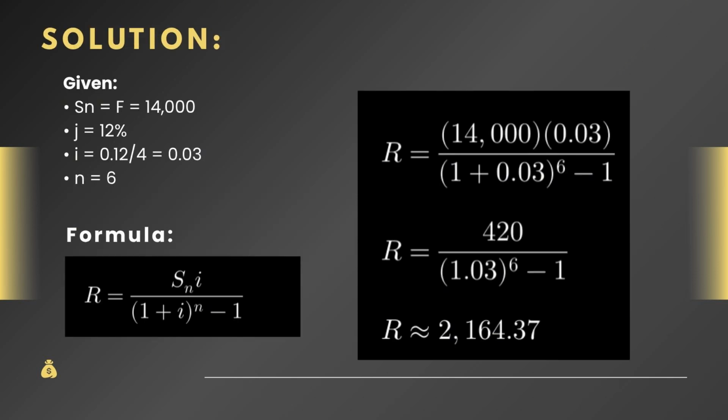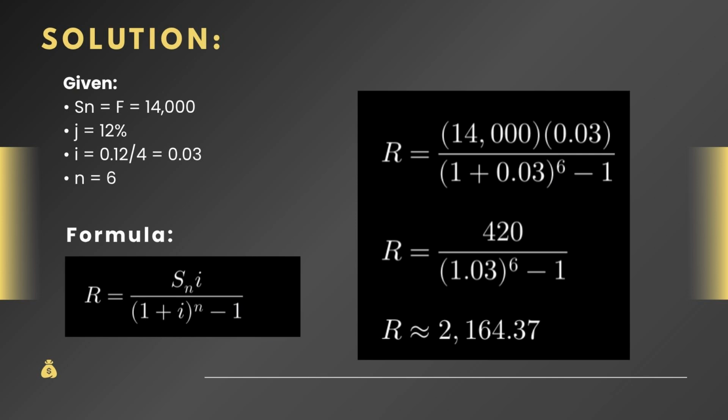Here, our S sub N or future value is 14,000. J is 12%, so I is 0.12 divided by 4, which equals 0.03 or 3% per quarter. Since this covers 1.5 years with quarterly deposits, N is 6 periods. And we will use the periodic deposit formula for a sinking fund.